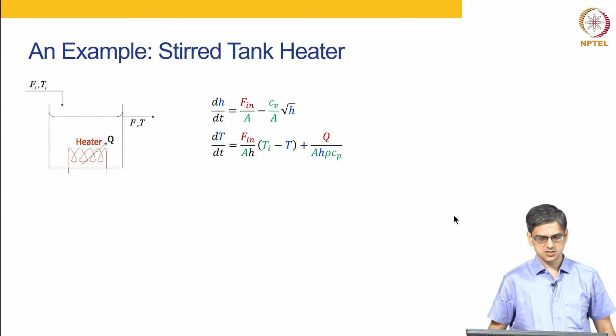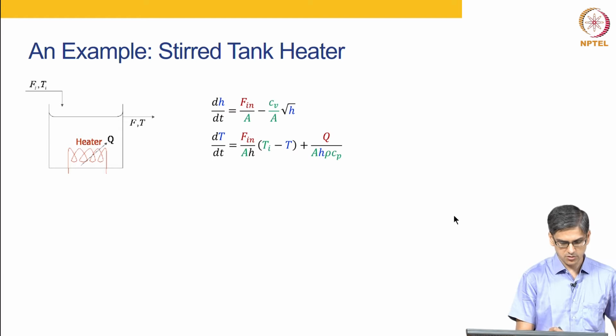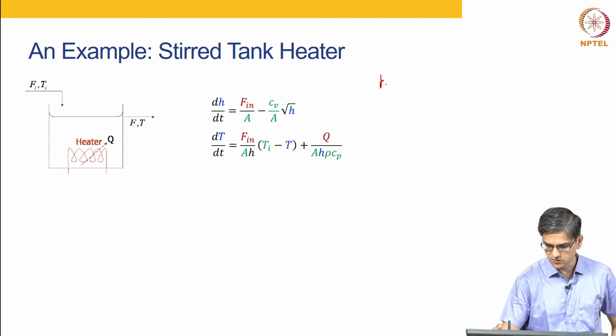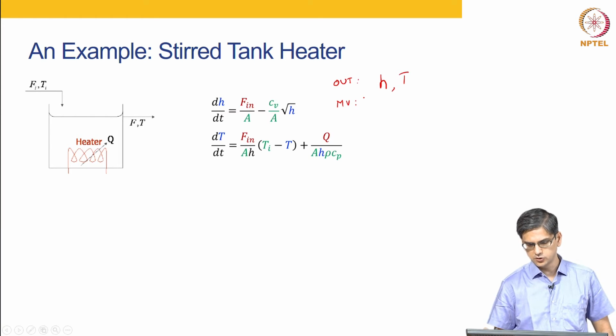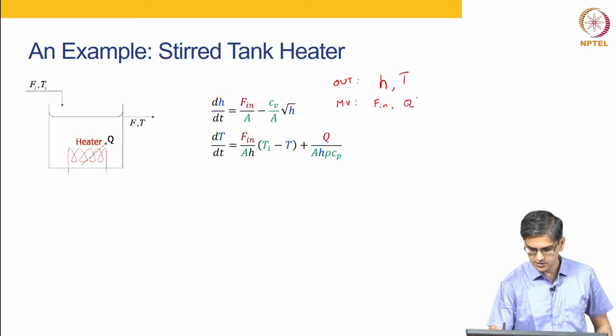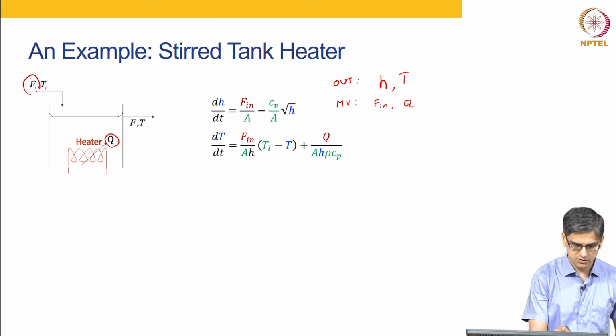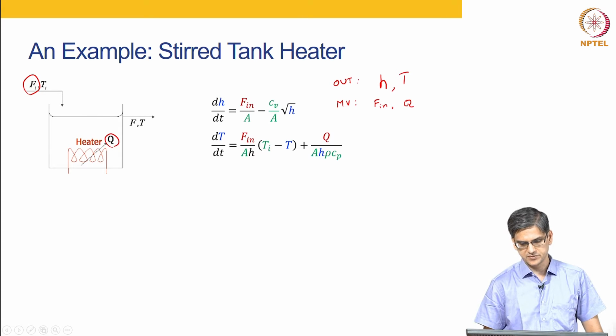Okay, so we will just start with an example. The example is of a stirred tank heater, and if you get a first principles phenomenological model, you will get a model of this type. The variables that we are interested in are the height of liquid in the tank and temperature. These are the output variables. The manipulated variables, or the inputs, are going to be the flow rate of the inlet and, let us say, the heater power. These are the two manipulated variables that we have.